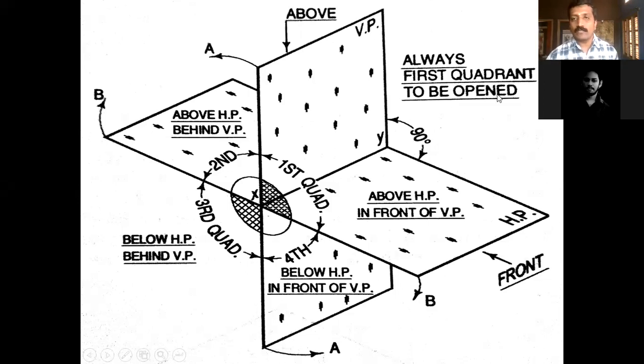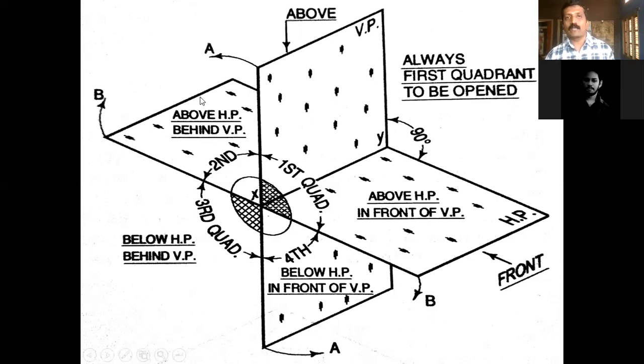And the observer is standing here, so this distance becomes in front of him, because he is nearer to this first quadrant. So this is called the first quadrant. It is above HP and in front of VP.